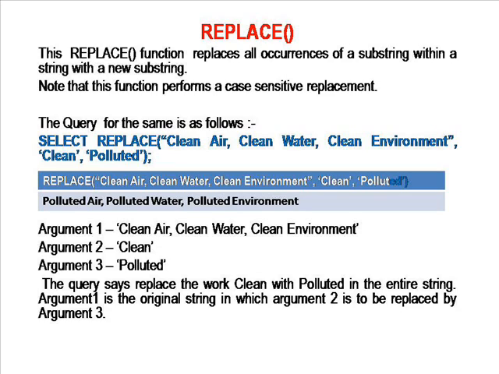So after we give the whole argument with the word select, you will notice that the output generated will now have the string polluted air, polluted water, polluted environment. That is how we have replaced the word clean with polluted.